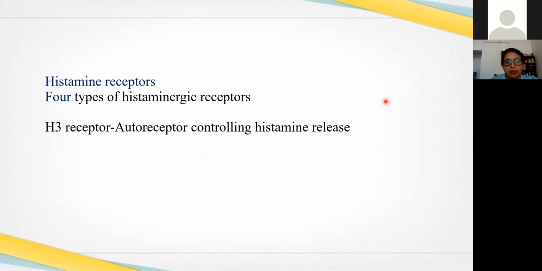Then there are histamine receptors. There are 4 types of receptors: H1, H2, H3, and H4. So we will be dealing with the H1 antagonist. The H3 receptor is an autoreceptor. You know what is an autoreceptor? When it is stimulated, it will inhibit or control the release of histamine. That is the meaning of autoreceptor. The autoreceptor of any neurotransmitter, when stimulated, will inhibit or control the release of that particular transmitter. Here the mediator is histamine.